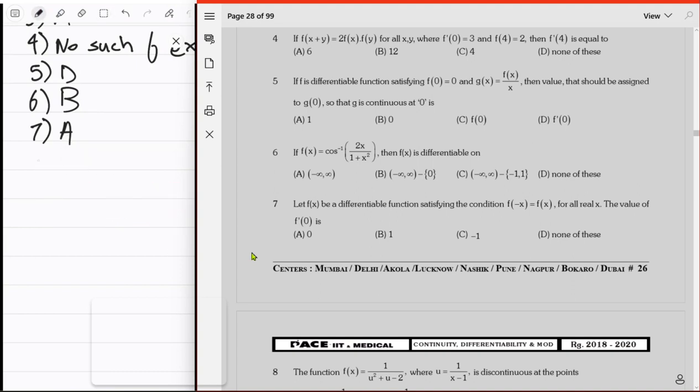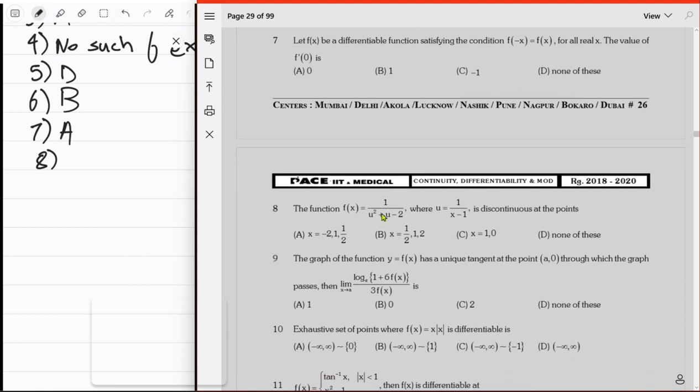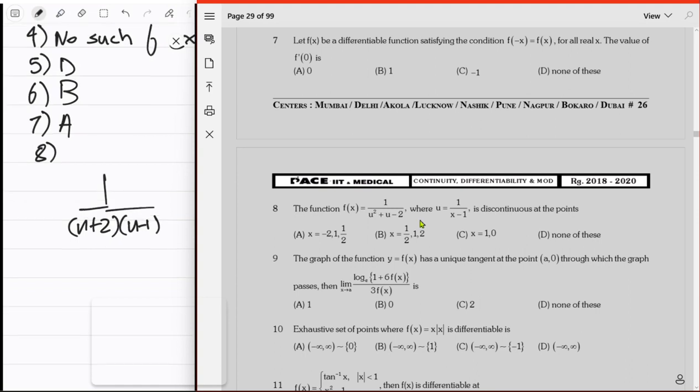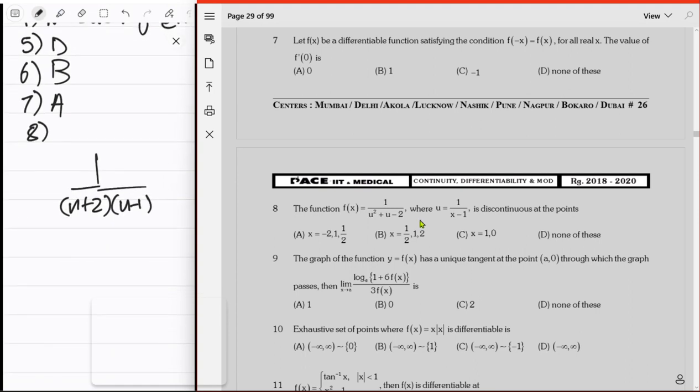Eighth. The function, this function, is like 1 upon u plus... 6 u plus 2 and then u plus 1. Okay. You know what? I want to split this up. So where u is 1 upon x minus 1. Okay, first of all, it's not defined at x equal to 1. So is it continuous at that point? Parts of it are not defined, right?